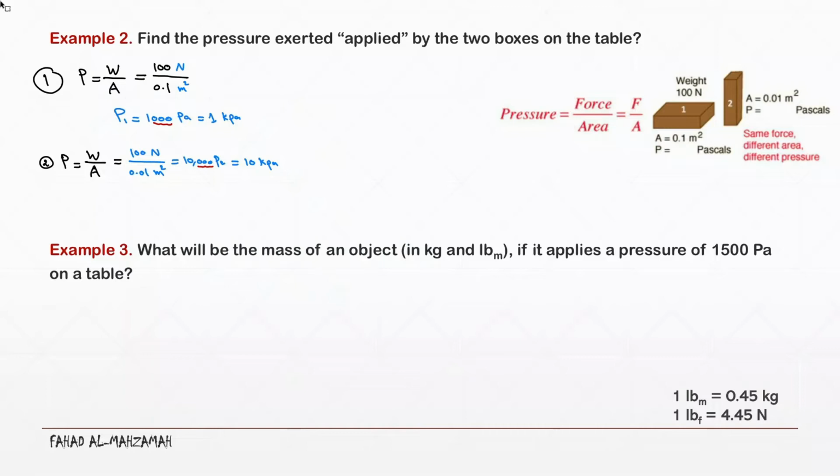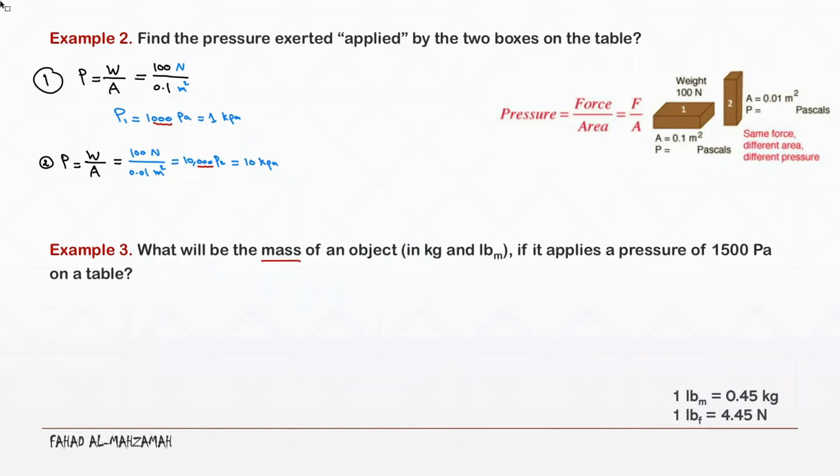Now example number 3 says, what will be the mass? He asked about the mass, not the weight. What will be the mass of an object in kilogram and pound mass if it applies a pressure of 1500 Pascal on a table? So what you have, first, the problem is the mass of the object.